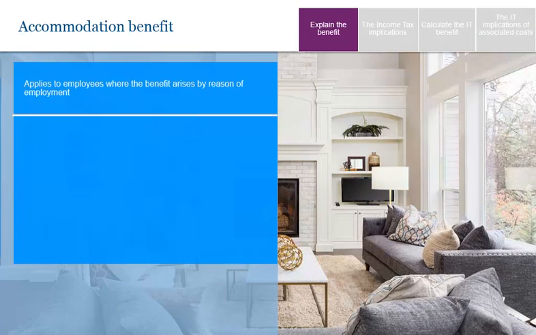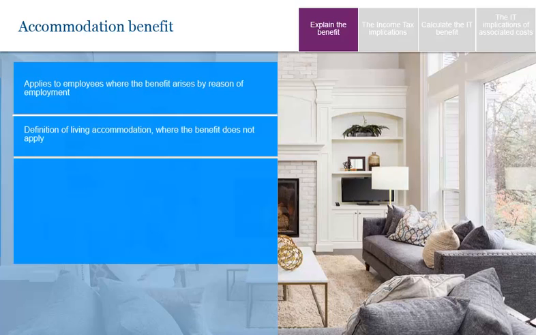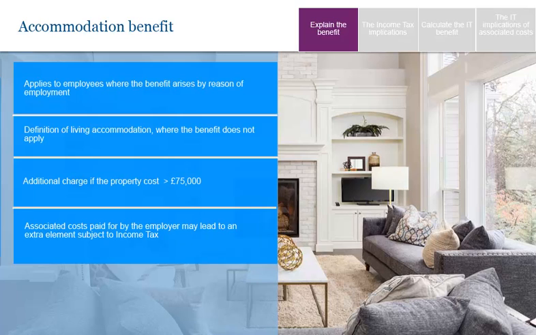This module will look at circumstances where the benefit applies by reason of employment and certain circumstances where it does not. There are other issues regarding the benefit of what used to be called expensive accommodation, those that cost more than £75,000 originally, and also the issue of costs paid by an employer in connection with the property provided to the employee.